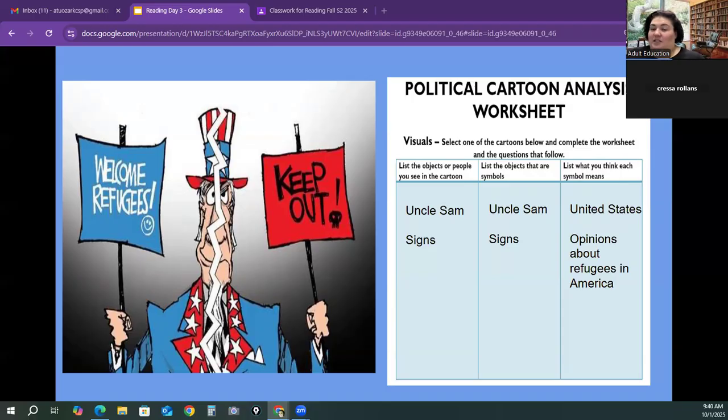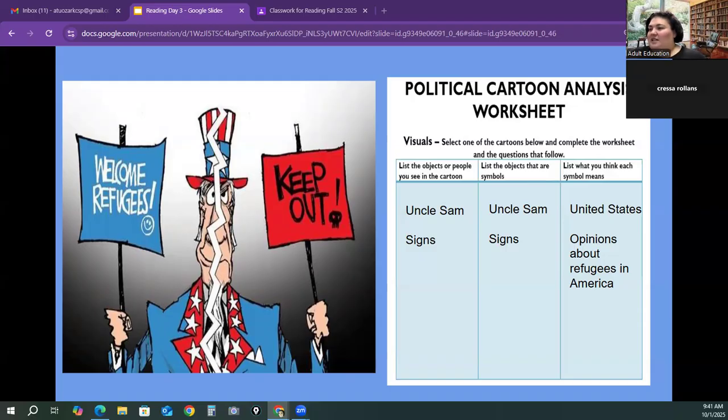I just now noticed this. I've used this political cartoon over and over, and I just now noticed this too. If you notice, blue is welcome. The sign that says welcome refugees is blue, and the one that says keep out is red. Well, blue is known as the Democratic Party, and red is also known as the Republican Party. So you can take that and see that it represents Republican and Democrat views as well.